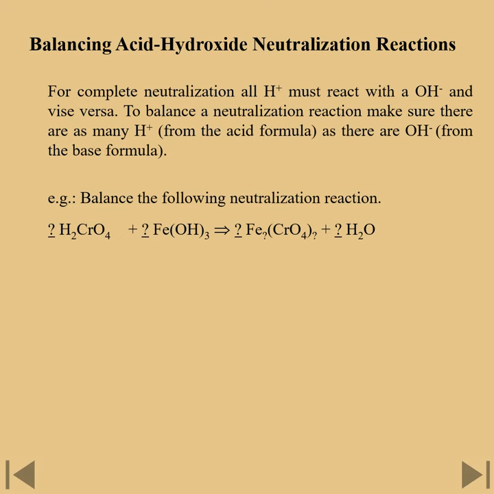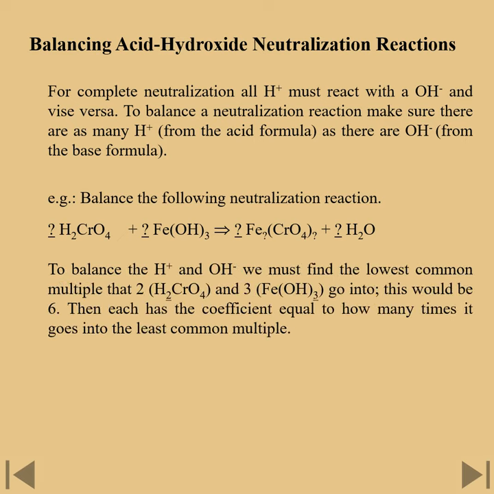So let's look at this reaction where chromic acid is reacting with iron 3 hydroxide to form iron 3 chromate. We don't have the full formula, but that's what it's forming, and water. Now to balance this, we would look at the acid and how many hydrogen ions does it have? 2. And look at the base and how many hydroxide ions does it have? 3. Well, in order for them to balance each other, we're reaching for that least common multiple.